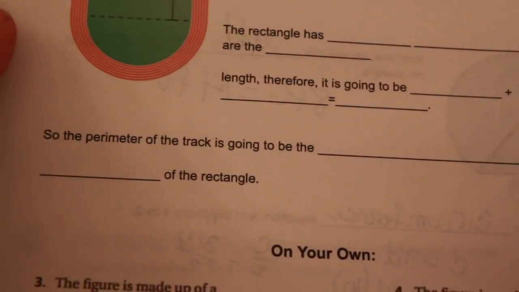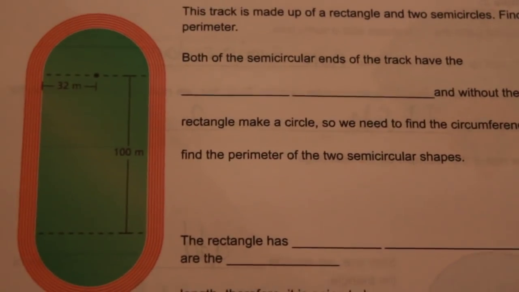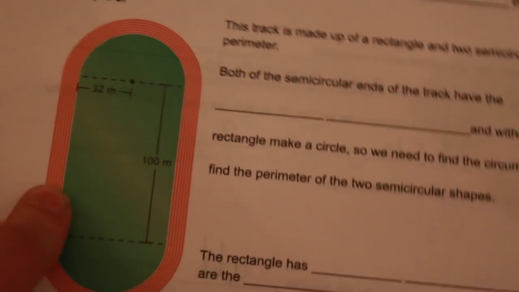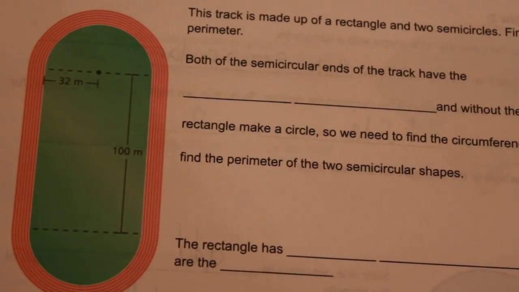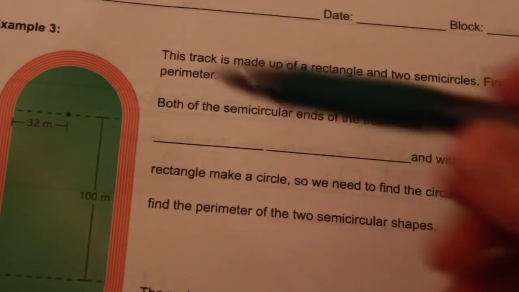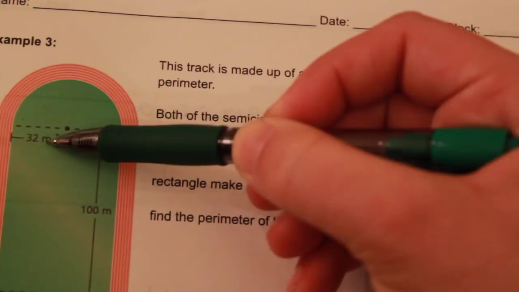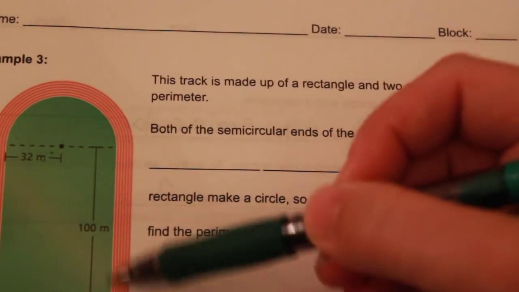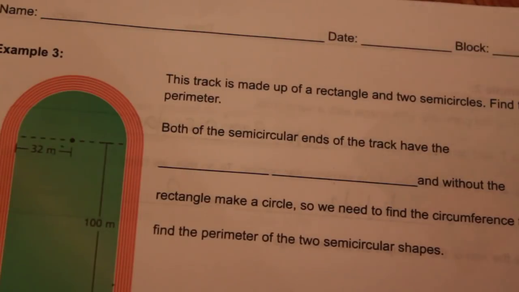Now if we turn the paper over, we'll look at a similar problem, but we're going to use this model instead. This is a track, because if you were running a track outside, we have the radius of this semicircle, which is 32 meters. We have the side length of the rectangle, which is 100 meters. So the track is made up of a rectangle and two semicircles. We want to find the perimeter.